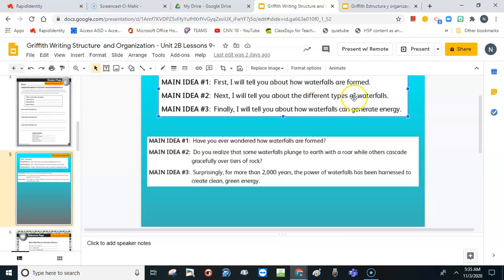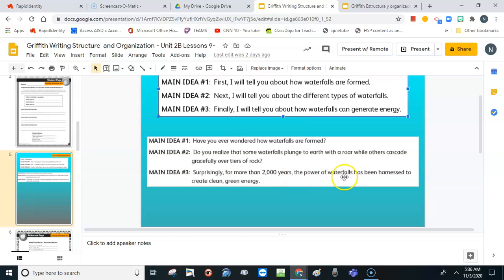The main idea 2 is about different types of waterfalls, but the author described the waterfalls. They used action words: plunge, roar, cascade gracefully. So you want to use action words that bring your sentence alive. And you could ask questions to start each main idea sentence.